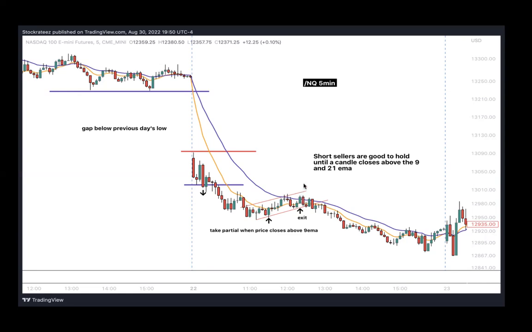Then you could have also used your context clues. Like here, it looks like it's flagging into the 21 EMA. So maybe you wouldn't have been as quick to let go. And it depends. Are you trading futures where there's no theta decay, where you can actually hold all day with no consequences? Or are you trading shorter dated options?